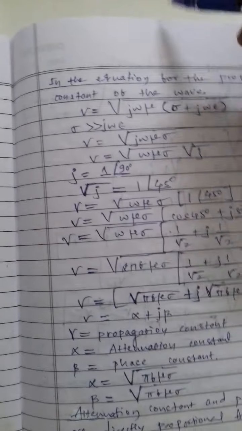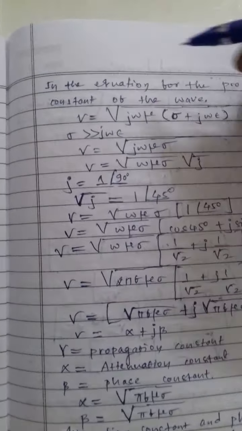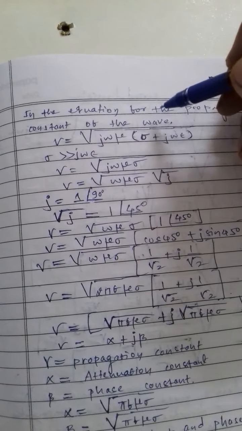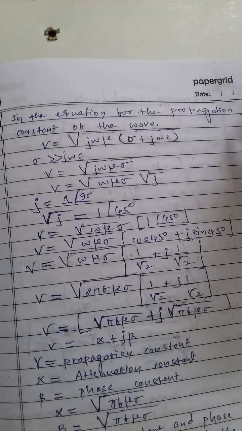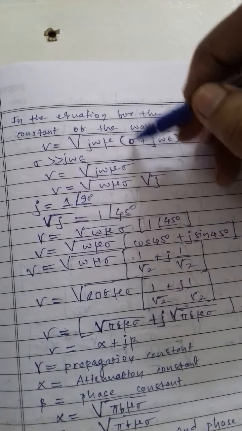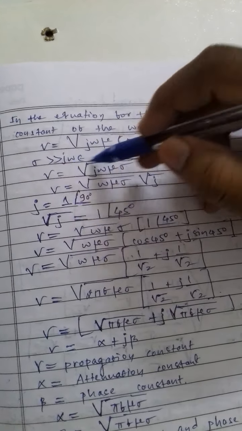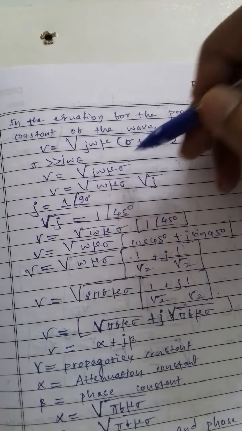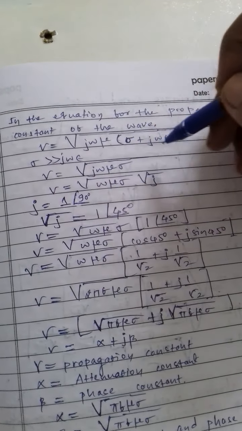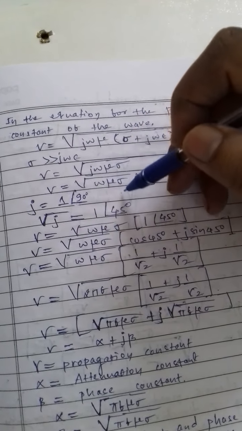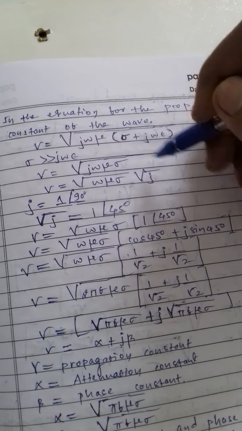In the equation for the propagation constant of the wave, gamma is equal to square root of j omega mu into bracket of sigma plus j omega epsilon. Sigma is greater than j omega epsilon, so gamma is equal to square root of j omega mu sigma, which is equal to square root of omega mu sigma times square root of j.